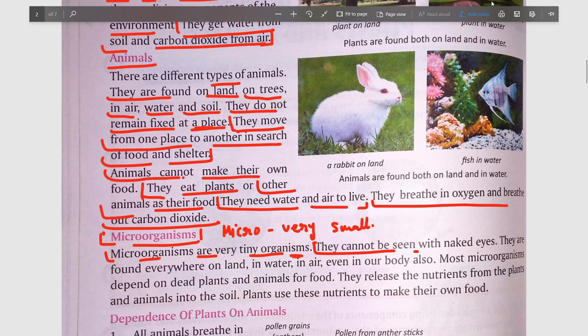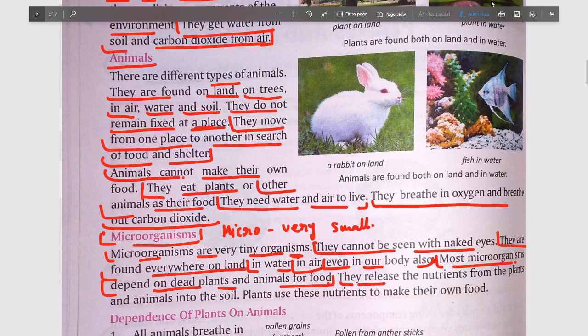They cannot be seen with naked eyes. They are found everywhere on the land. They are found in water, they are in air, they are even in our body also. Inside our body microorganisms live, such as viruses, bacteria, fungi, and so many microorganisms which are present everywhere. Most microorganisms depend on dead plants and animals for food.